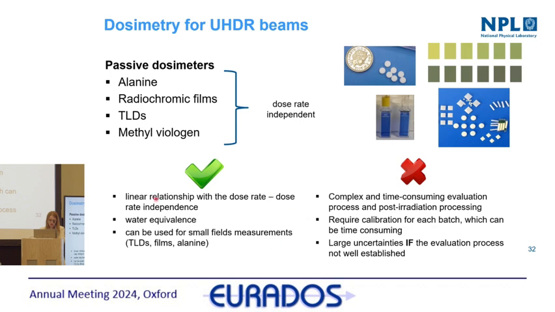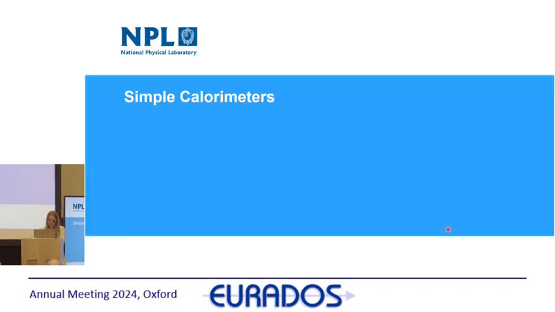So there are several advantages of those detectors, but I want to, of course, point out that those detectors involve complex and time-consuming post-irradiation processing. They do require calibration for each batch. And of course, if the process of analysis is not well established in a given institute, it can lead to large uncertainties. Now, Hans already did a fantastic job of demonstrating the principle of operation of calorimeters, so I will be able to skip those slides.